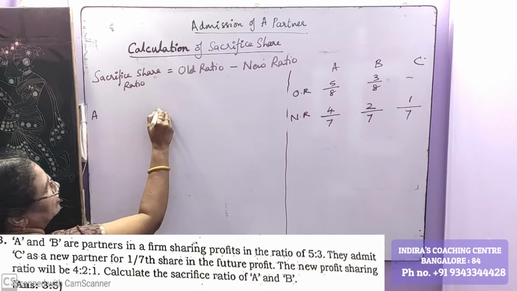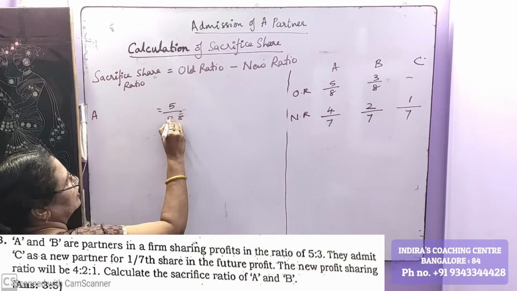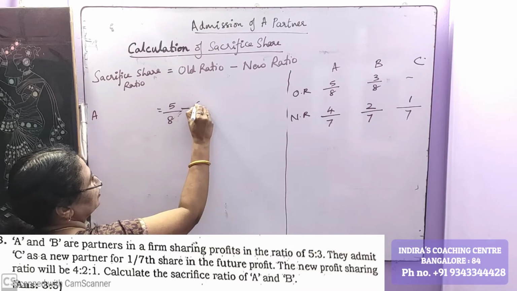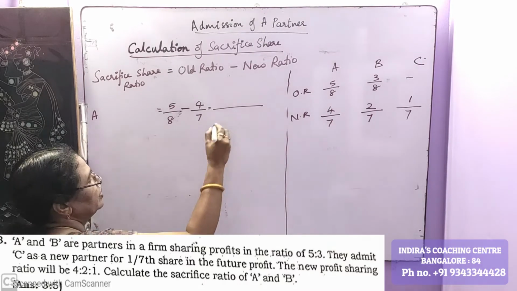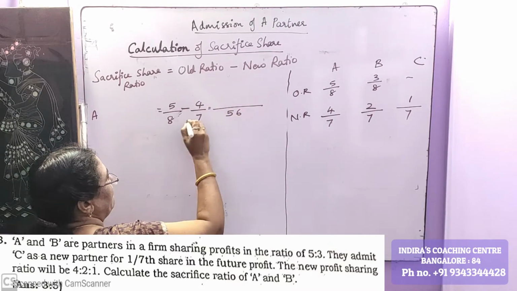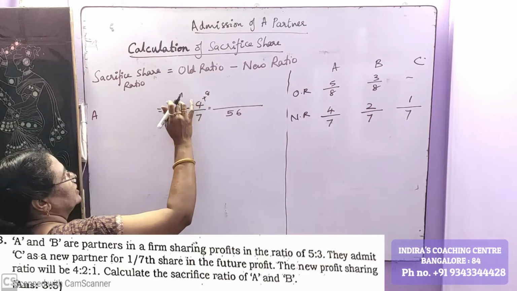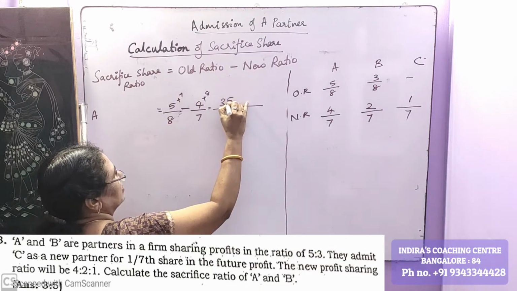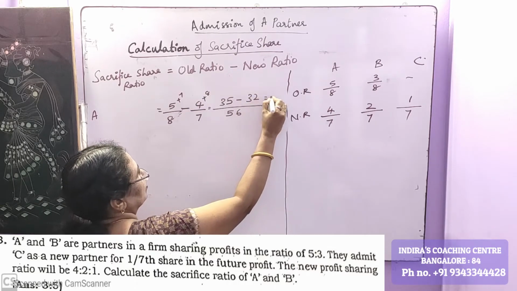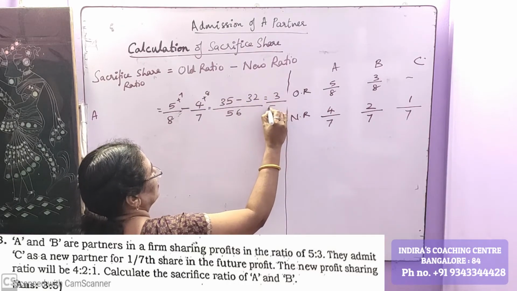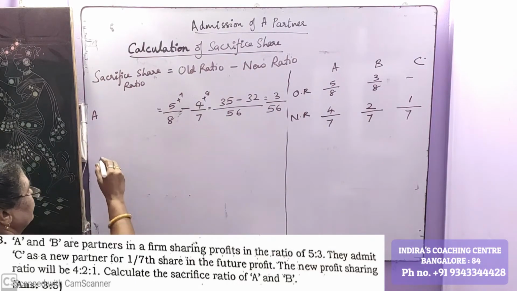For A, old ratio is 5 by 8 minus new ratio 4 by 7. LCM would be 56. 7 into 8, 32. You get it as 3 by 56.